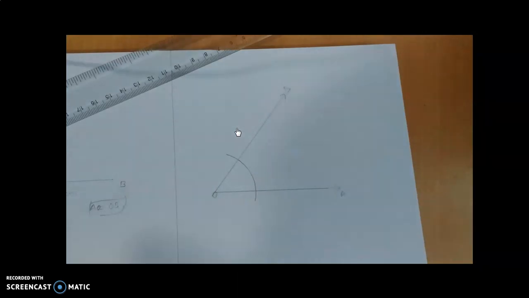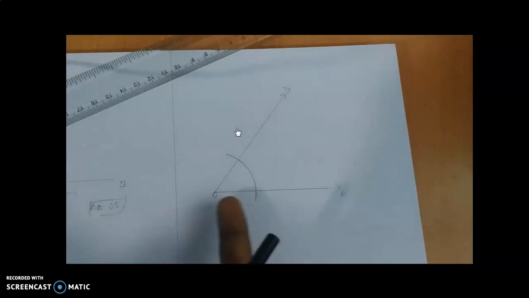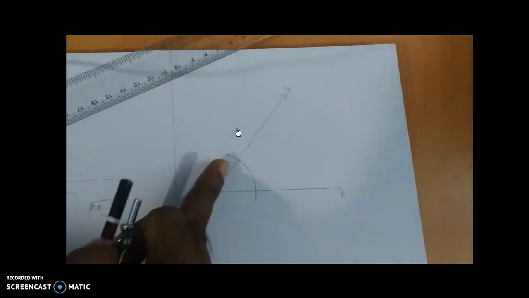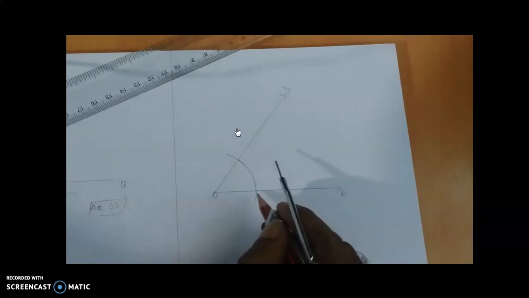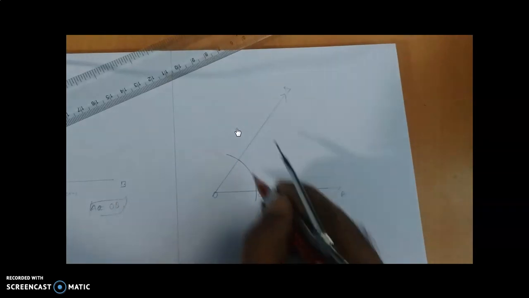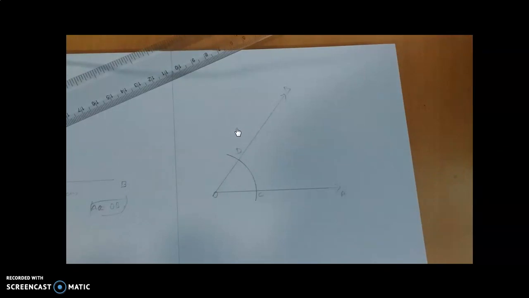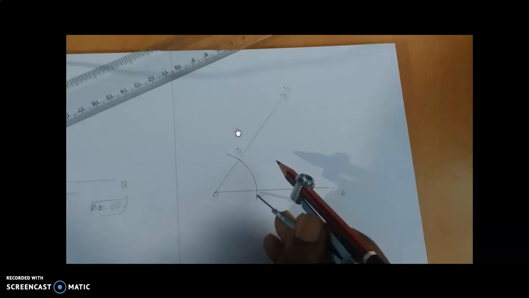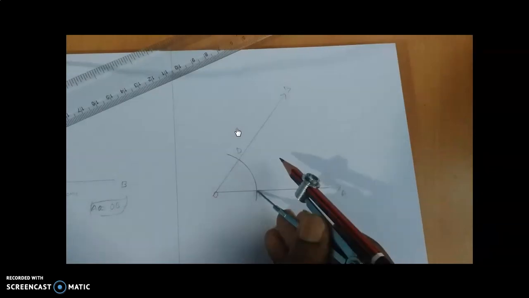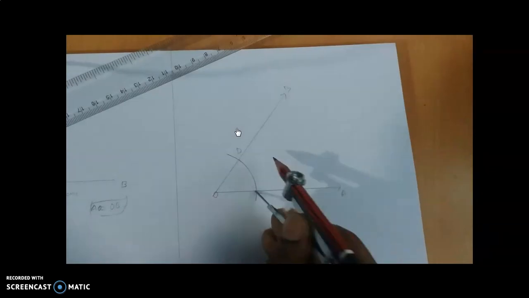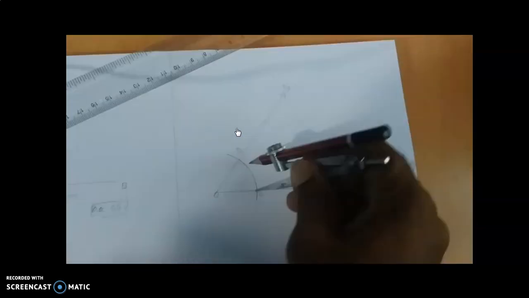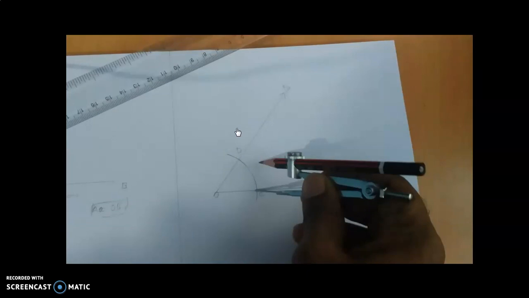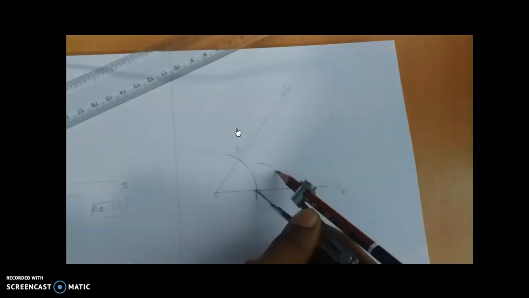Then after that I'm going to bisect this angle only, so let us take this intersection point as C and this one as D. So now I'm going to bisect the arc CD. For that you can keep your compass on any one of the end points of the arc and take more than half of the arc, and then draw one arc here.